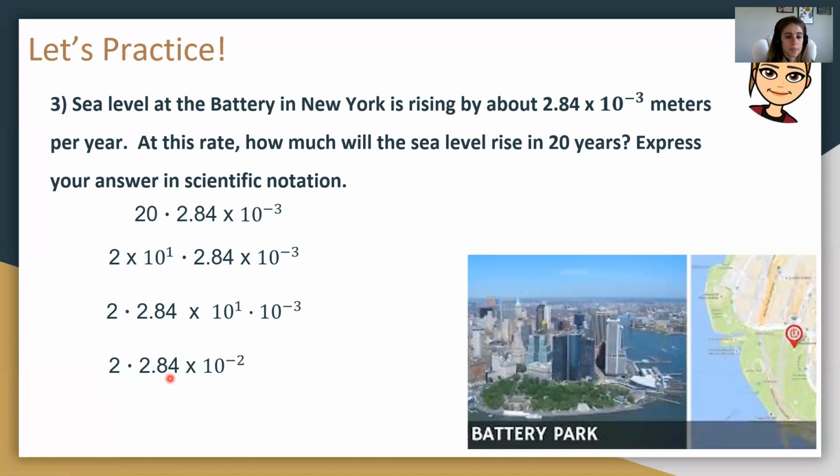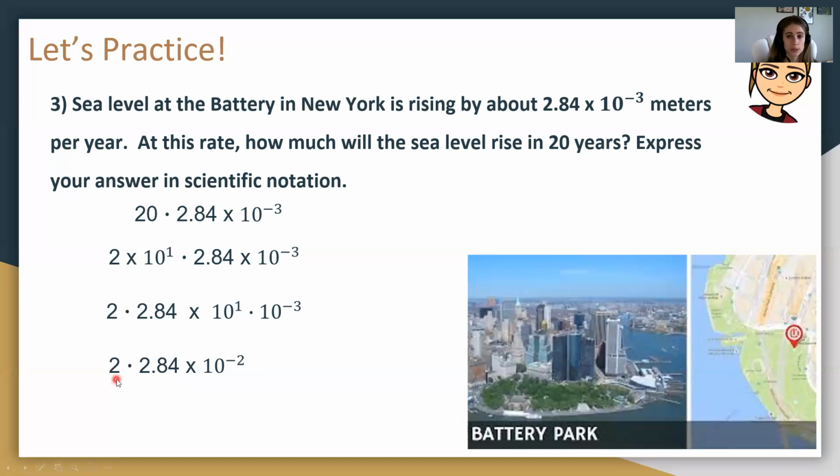All right, when you guys set this up, which number needs to be first? Which number needs to be on top? Hopefully you said 2.84, because when we multiply, we want the number with the most amount of digits, so my longest number, to be on top. And then after you finish multiplying, remember to place your decimal point properly.